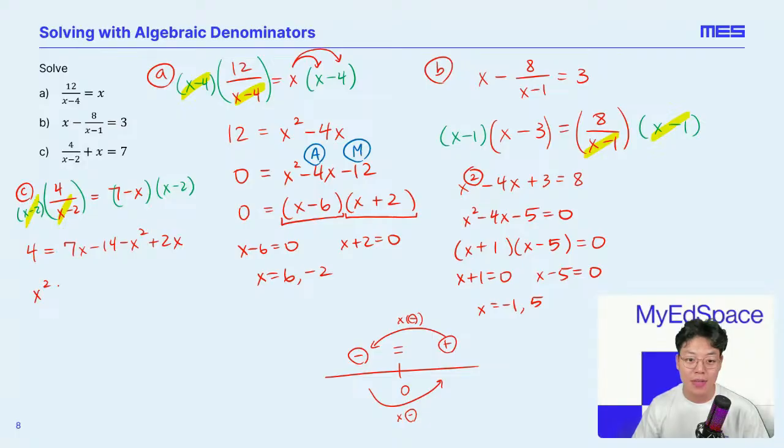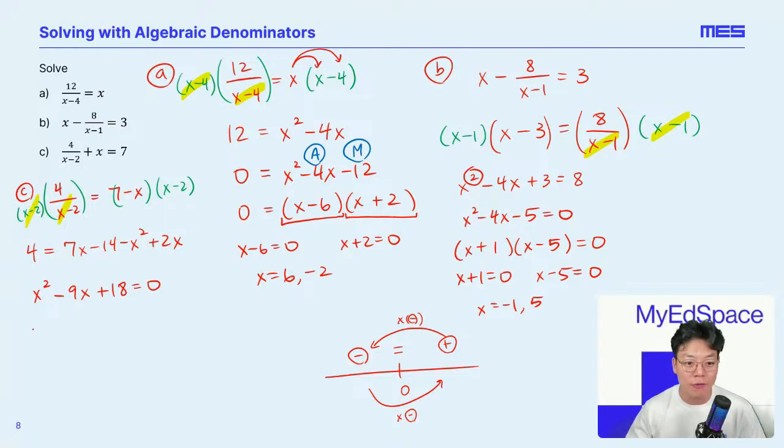I'll have positive x squared. 7x plus 2x is positive 9x. But when we move it to the other side of the equality, it becomes negative 9x. And when we add 14 to both sides, I get plus 18 is equal to 0. Now, do we know any two numbers that when we multiply them together gives us a positive 18, but add up to a negative number?